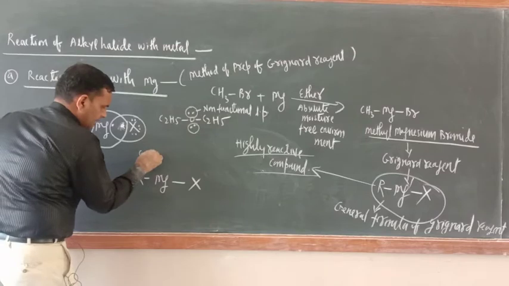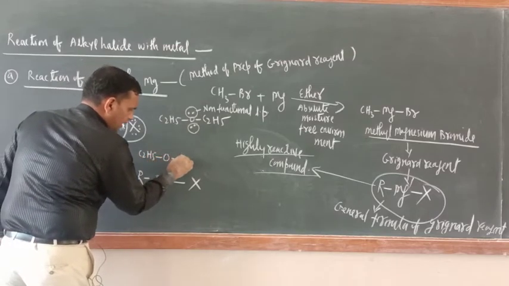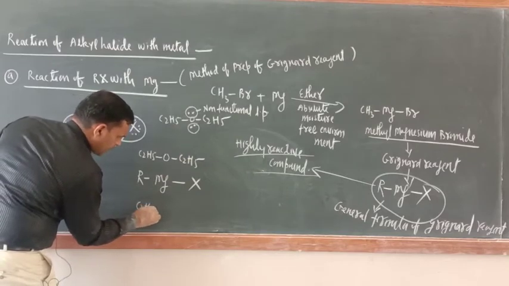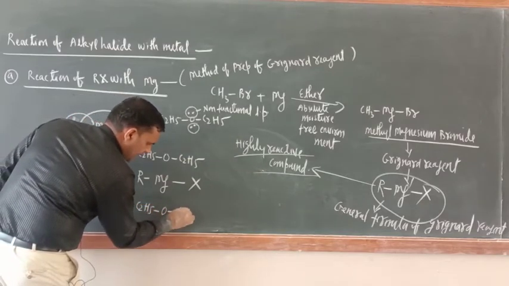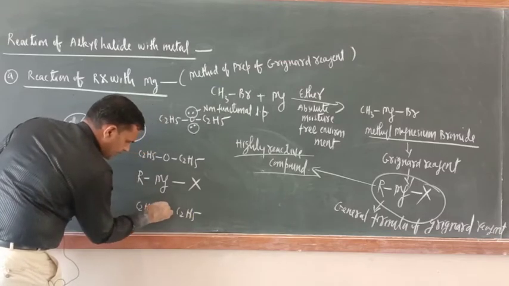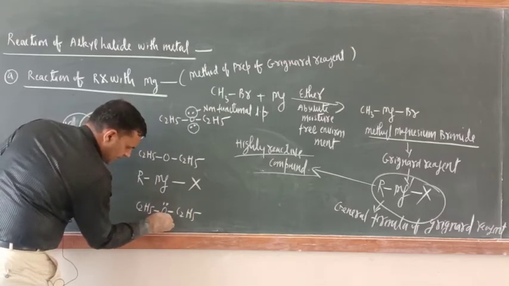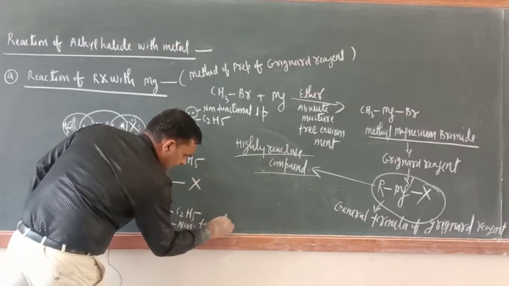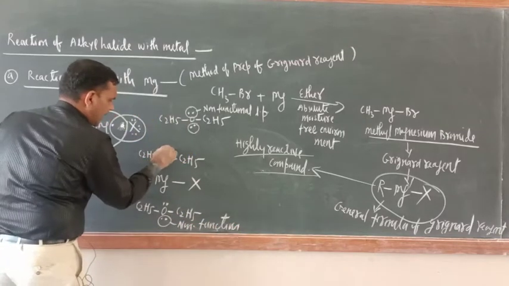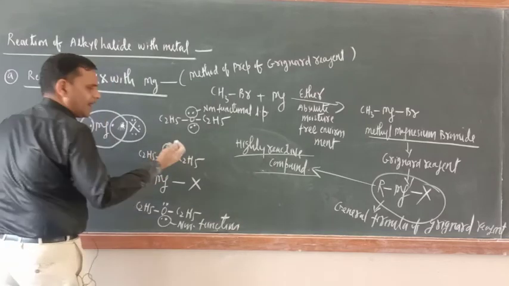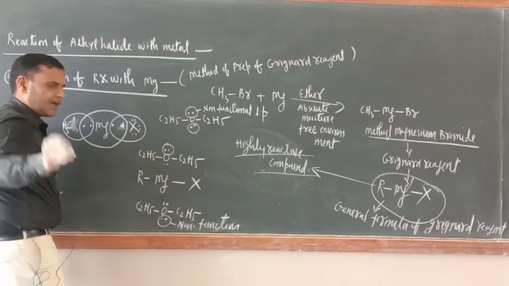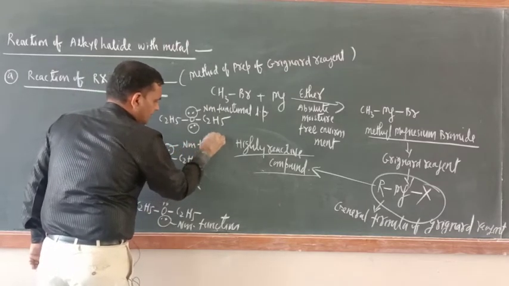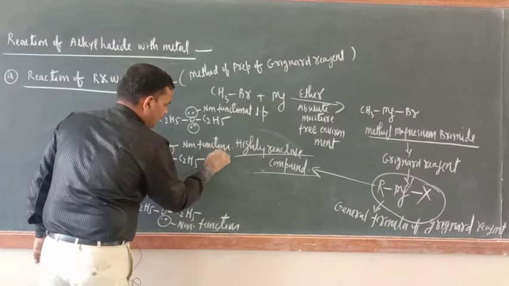Write down here C2H5O, here C2H5. Here also take C2H5O, here C2H5. So this is non-functional. And here also, the upper one is any one you can make. Out of 2 pairs, one is non-functional. So this is the non-functional lone pair of electrons.